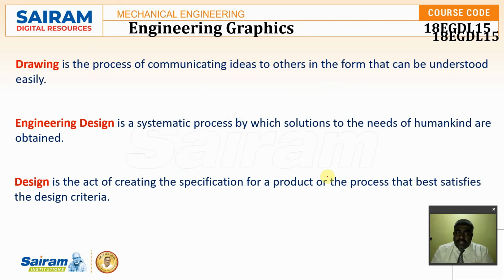Coming to the last point, drawing is the process of communicating ideas to others in the form of drawings that can be easily understood. Engineering design is a systematic process by which the solution to needs can be obtained, and design is the act of creating the specification of a product or process that best satisfies the design criteria. So in the next video, we are going to see orthographic projection. Thank you.